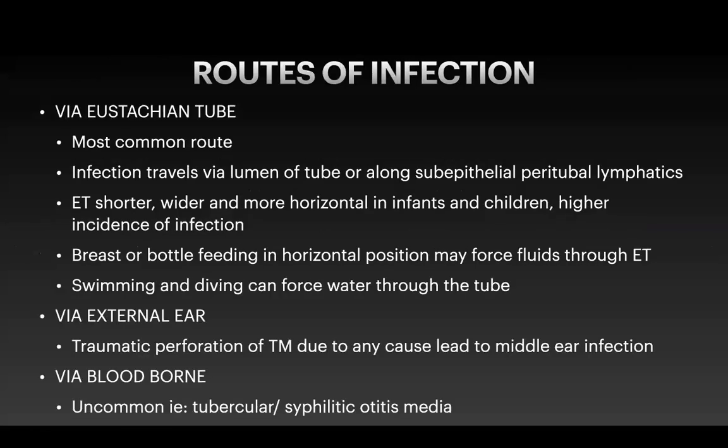The routes of infection can be divided via eustachian tube, external ear, or blood-borne. The eustachian tube is the most common route, where infection travels via the lumen of the eustachian tube or along subepithelial peritubal lymphatics. Higher incidence of infection in infants and children can be attributed to the anatomy of the eustachian tube, which is generally shorter, wider, and more horizontal compared to adults.